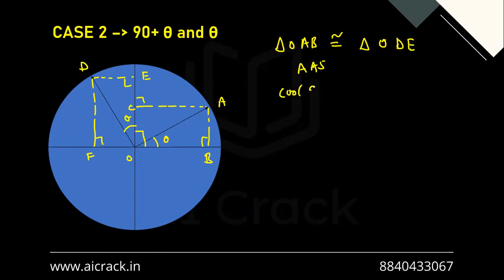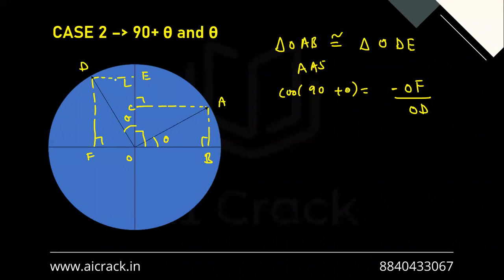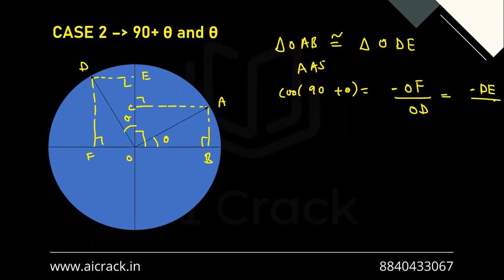Let's write cos of 90 plus theta. Now based on our circular system definition, cos of 90 plus theta is nothing but the projection of OD on the negative x-axis, which is OF. We'll introduce a minus sign over here because it's on the negative side, right? OF divided by OD. Now we know that OF equals DE. So this is nothing but minus of DE by OD.